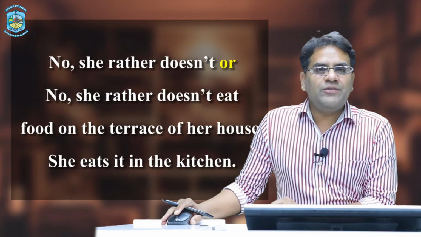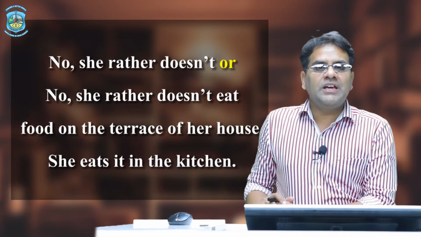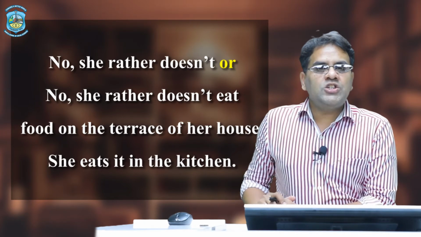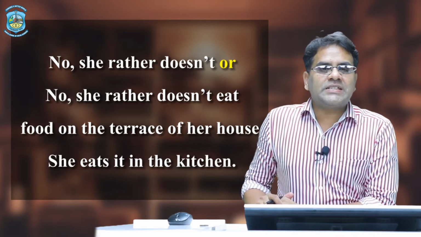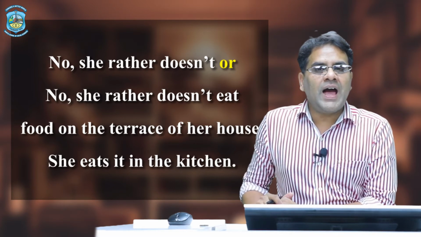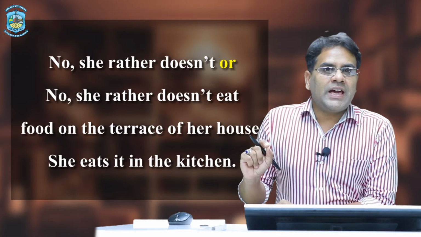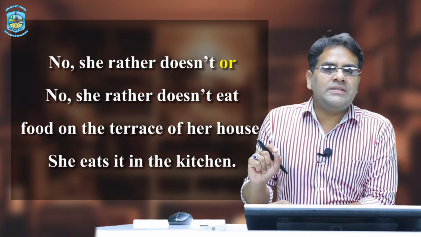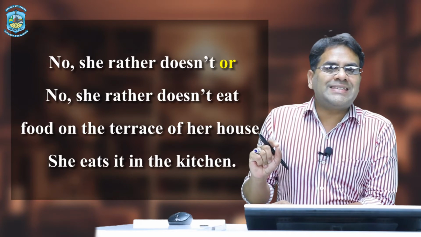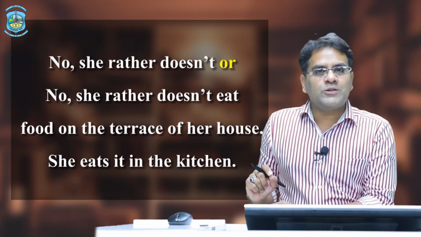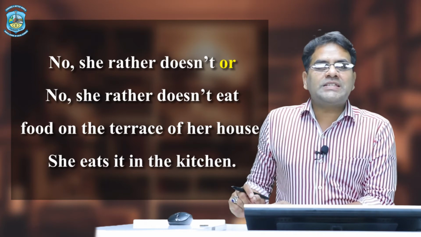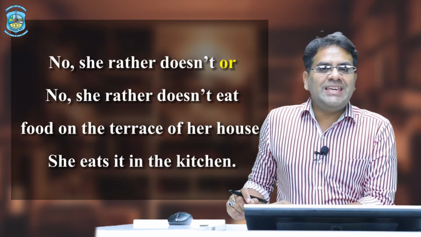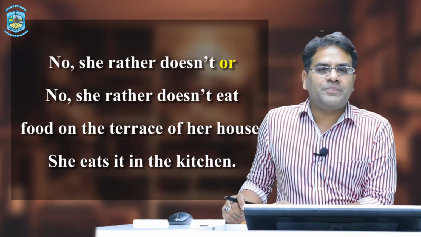Or the second version of the negative statement is, no, comma, she rather doesn't, or no, she rather does not eat food on the terrace of a house. Now this time, please focus that in order to complete this statement, I have actually bisected the statement by attaching a full stop in between. So, after the full stop, the sentence completes as, she eats it in the kitchen.